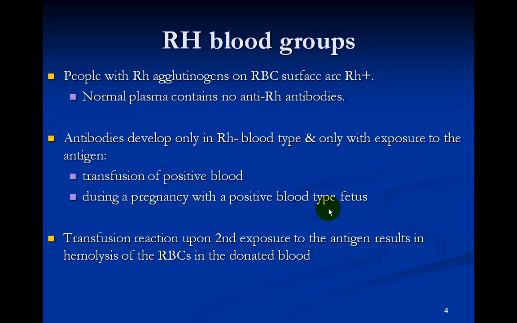Okay, antibodies develop only in Rh negative blood type and only with exposure to the antigen. This has an impact on transfusions of Rh positive blood, and during pregnancy with a positive blood type fetus. What happens is a transfusion reaction upon a second exposure to an antigen results in hemolysis of the red blood cells in the donated blood. And we're going to see that in just one second.